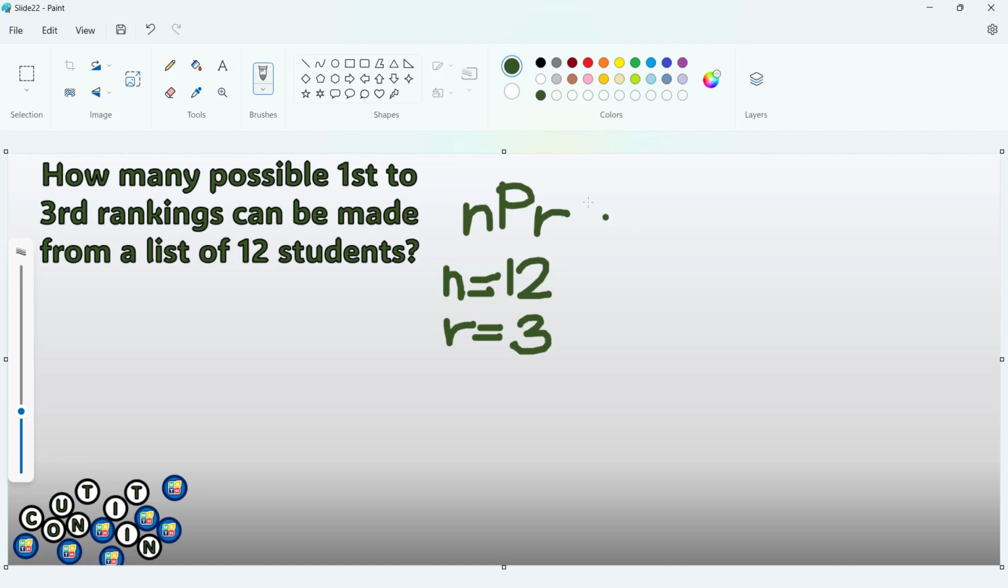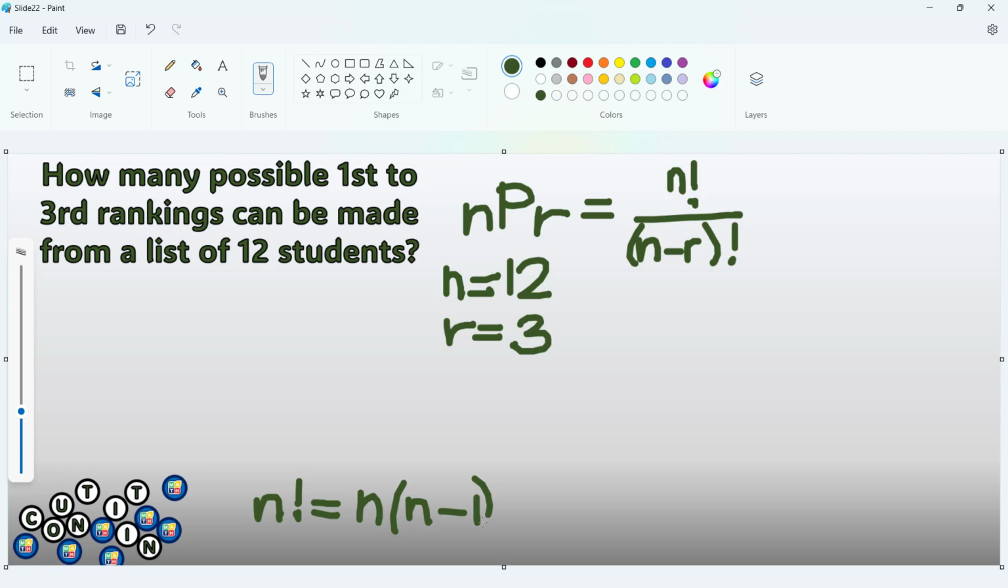So we are going to use this formula for our permutation. You have here n factorial over the result of n minus r, then the factorial of that. Take note that n factorial is the condensed way of writing a product of integers from 1 to n. So we have here n times n minus 1, the integer before it, times n minus 2 until we reach 1 here.